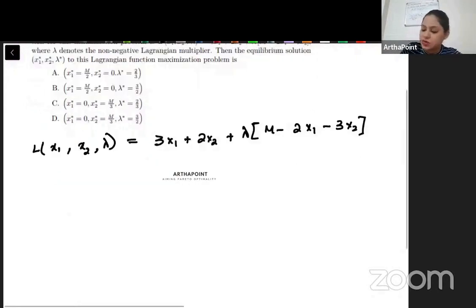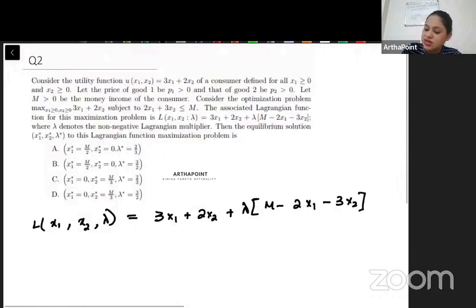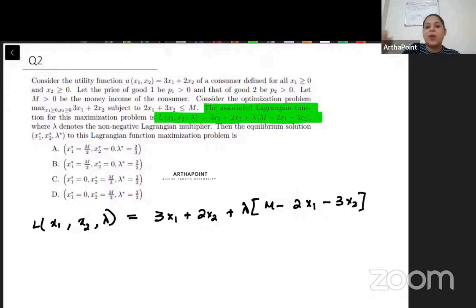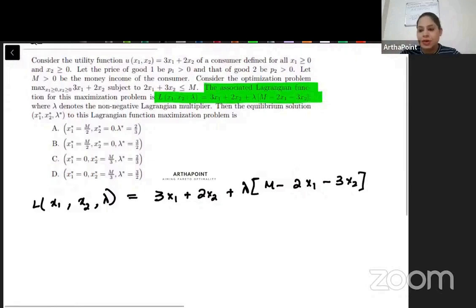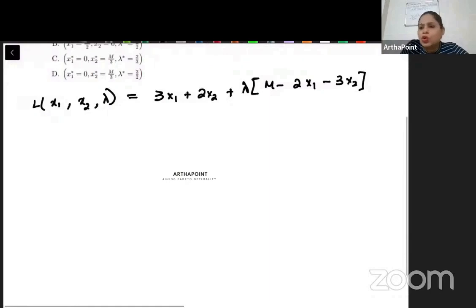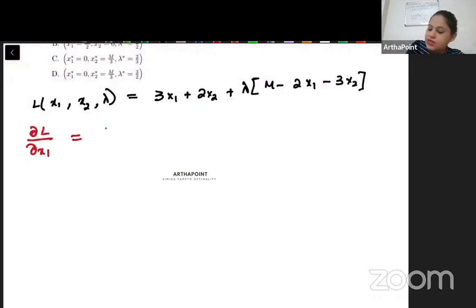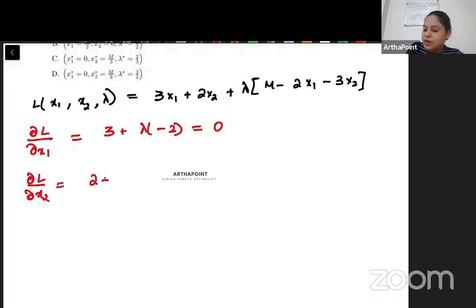This is what is given to me. It is saying the associated Lagrangian function is this, right? It says find x1 star, x2 star, and lambda. Suppose I just go using my usual method and I start with del L by del x1. It will be 3 plus lambda times minus 2 is equal to 0. Then suppose I differentiate this with respect to x2. I will get 2 plus lambda times minus 3 equal to 0.